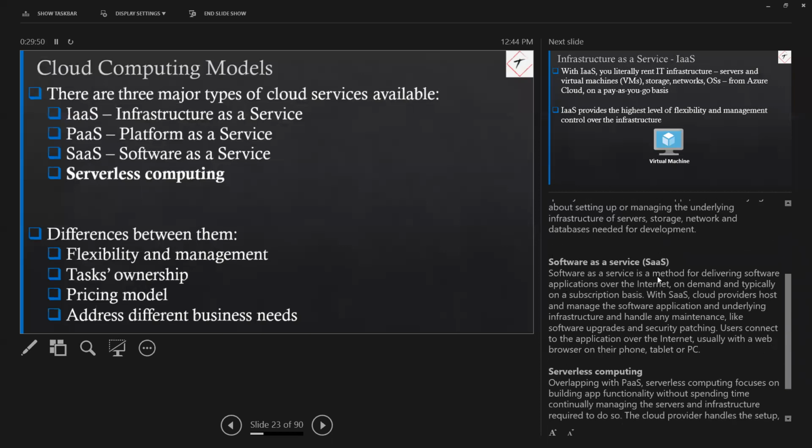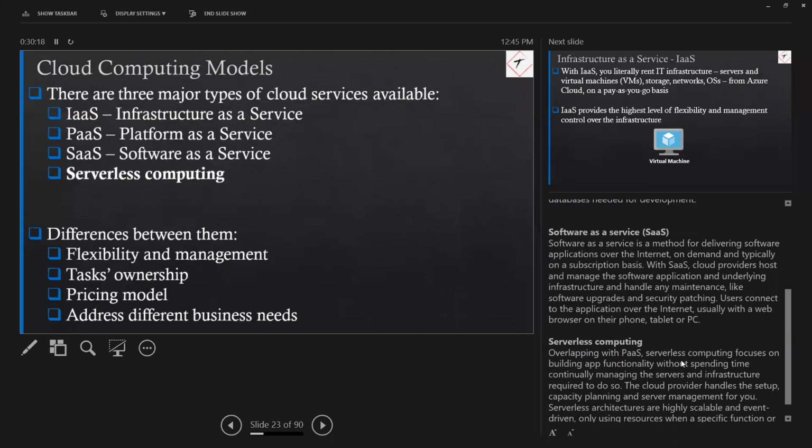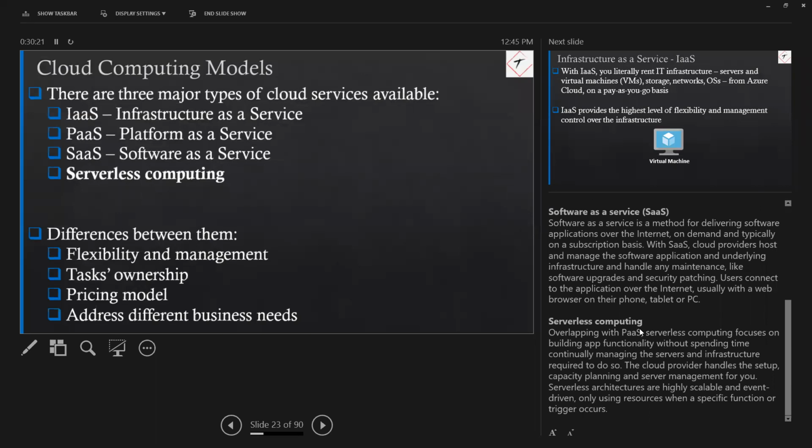Software as a service is a method of delivering software applications over the internet on demand, and it is typically on a subscription basis. With software as a service, a cloud provider hosts and manages the software applications, the underlying infrastructure, and handles any maintenance like software upgrades and security patching. Users connect to applications over the internet, usually with a web browser on their phone or tablet or PC. So you just subscribe and everything else is maintained by the cloud service provider.